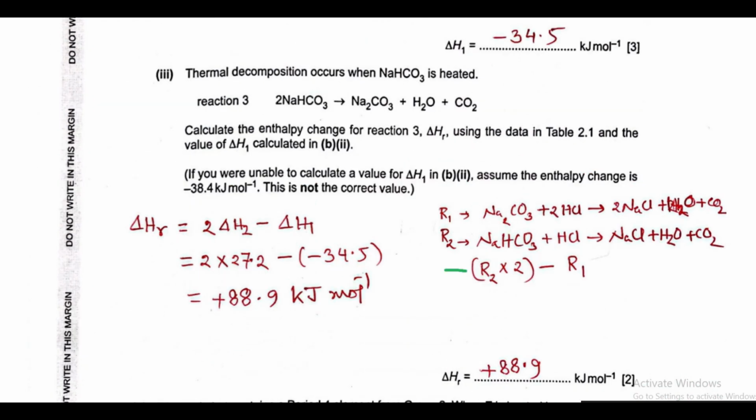Next, thermal decomposition occurs when sodium hydrogen carbonate is heated. Reaction 3, sodium hydrogen carbonate breaks down to form sodium carbonate, water and carbon dioxide. Calculate the enthalpy change for reaction 3 using the data in table 2.1 and the value of ΔS1 calculated in B2.